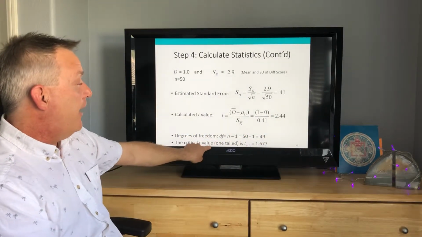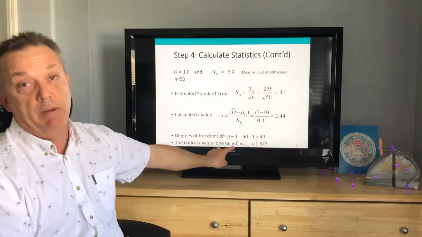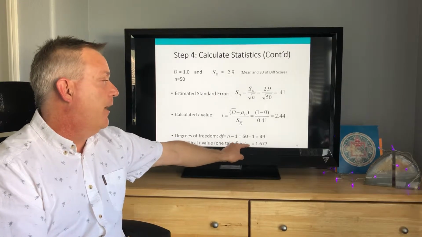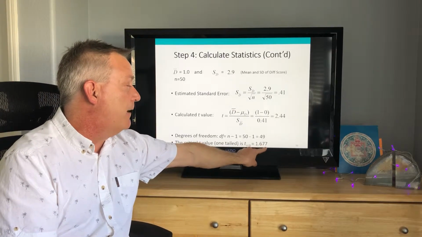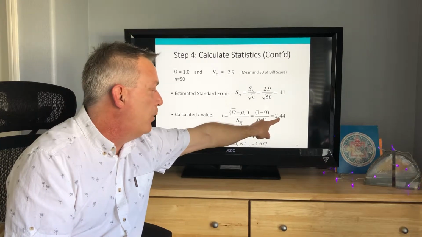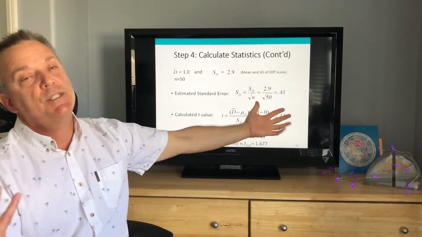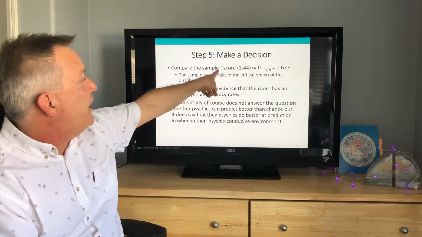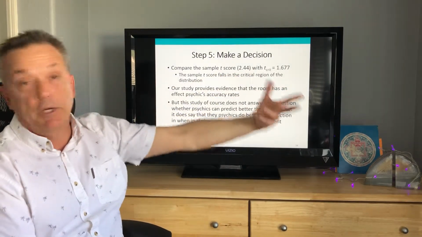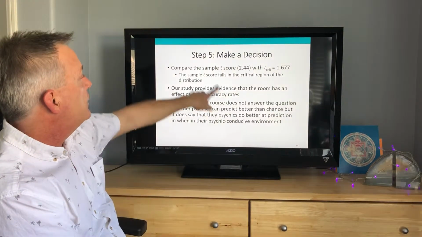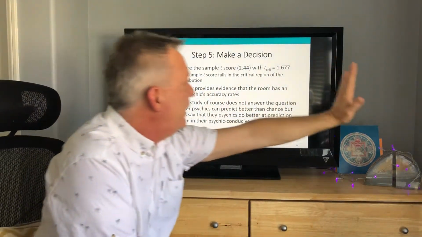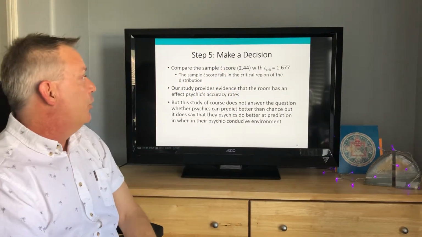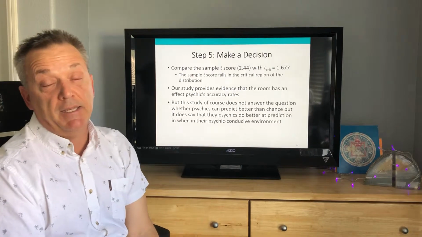And the critical t-value for a one-tailed test, remember this is a one-tailed test, right, is 1.677. So is 2.44 bigger than 1.677? Yes, of course it is. Compare the sample t-score of 2.44 with a t-critical value of 1.677. The sample t-score falls in the critical region of the distribution, right? And our study provides evidence that the room has an effect on the psychics' accuracy rates.